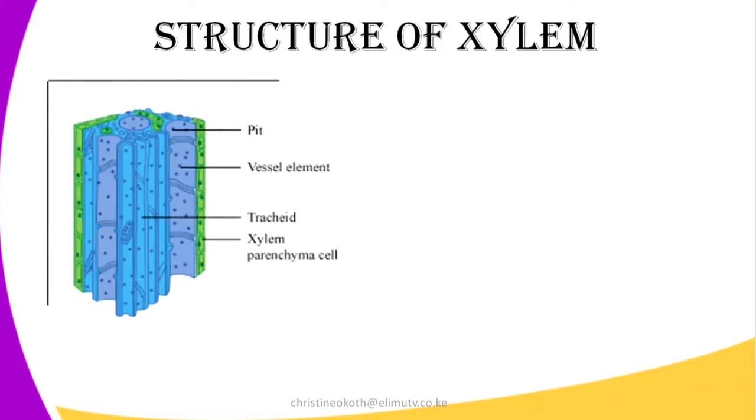So that is a structure of a xylem. We have those holes that we call the pits. Then it's made of the vessel elements and the tracheids. Those are the main cells. Then we have the xylem parenchyma cells.